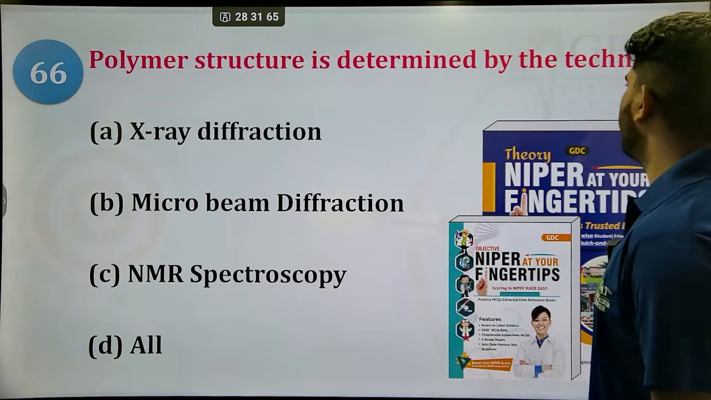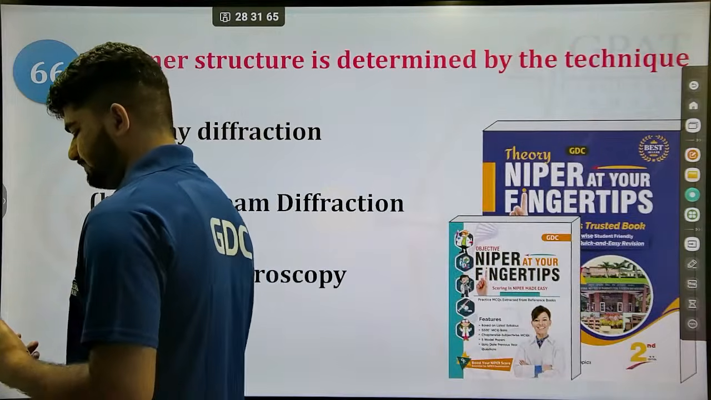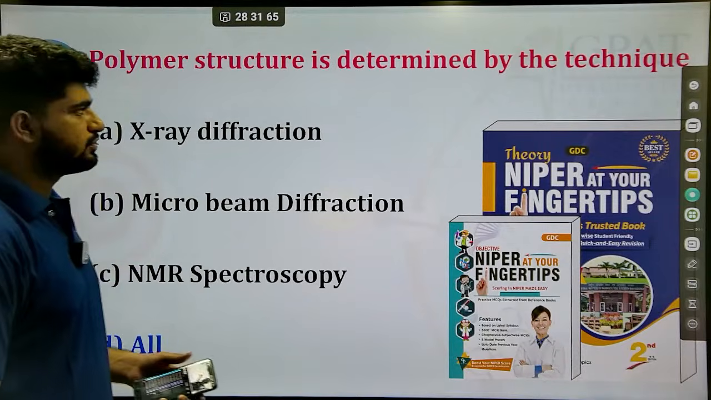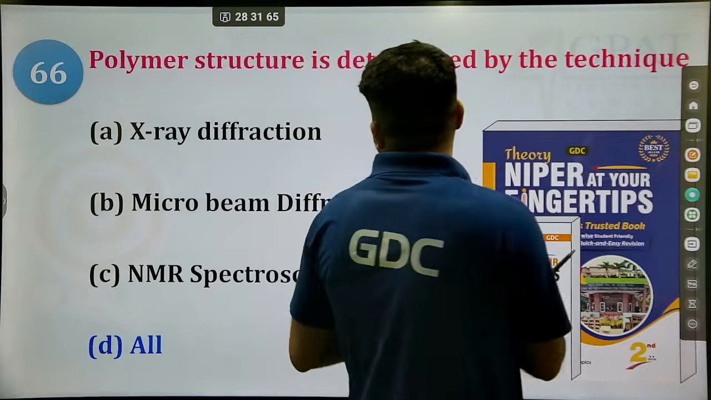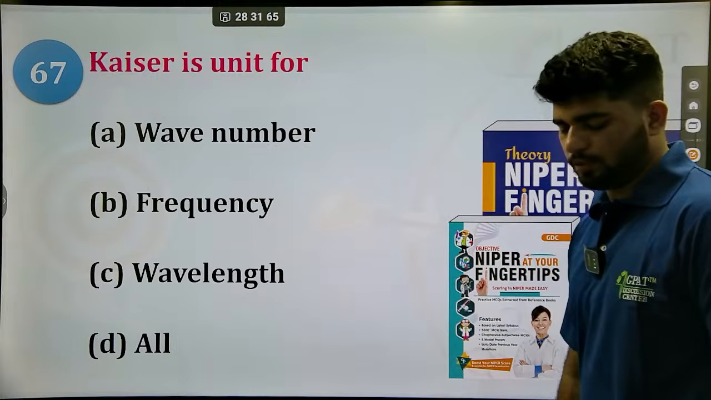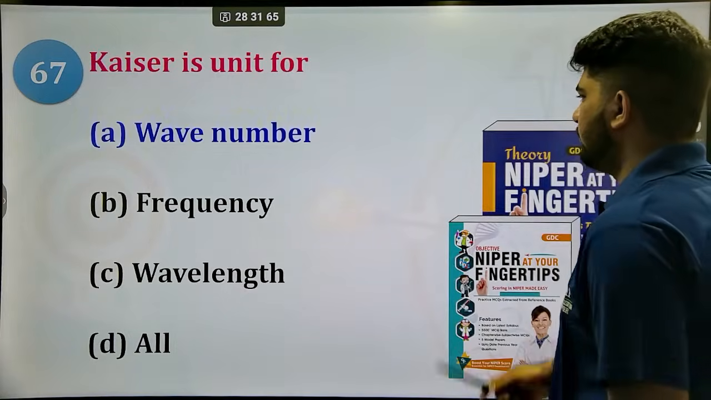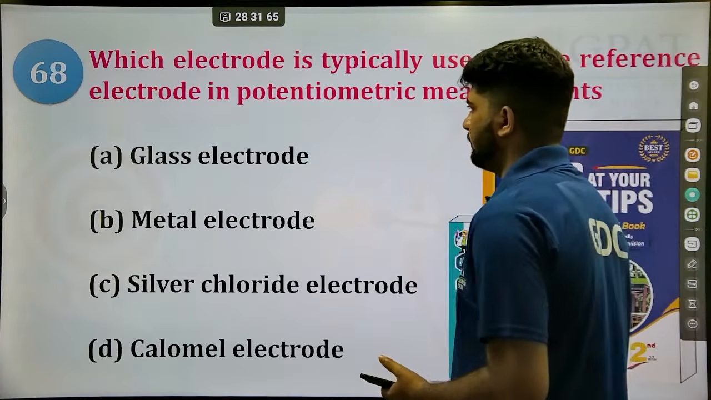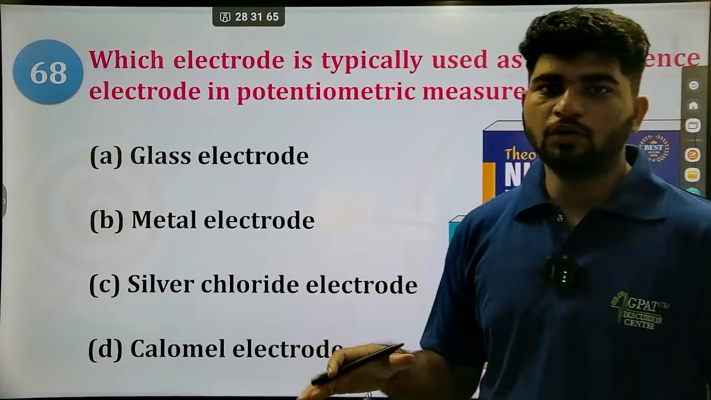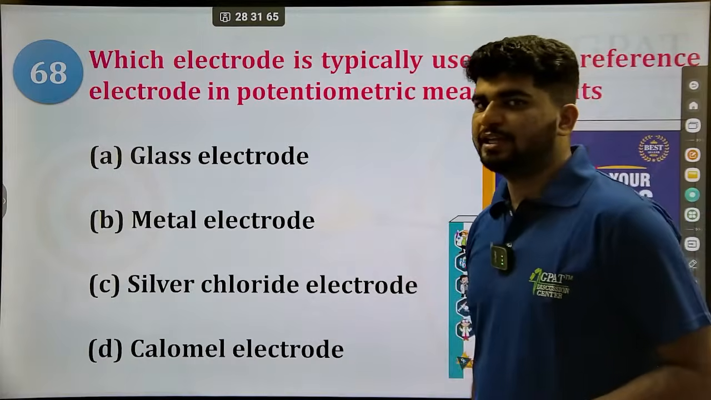Polymer structure is determined by the technique X-ray diffraction, microbeam diffraction, NMR, or all. That is your all. All of these are useful for the determination of polymer. Okay. Kaiser is a unit of wave number, frequency, wavelength, or all. Guys, Kaiser is a unit of wave number, right? Remember that. Wave number is useful to show in the graph of your IR. Percentage transmittance is against the wave number.